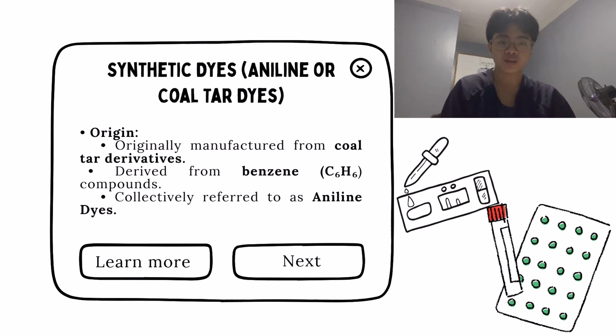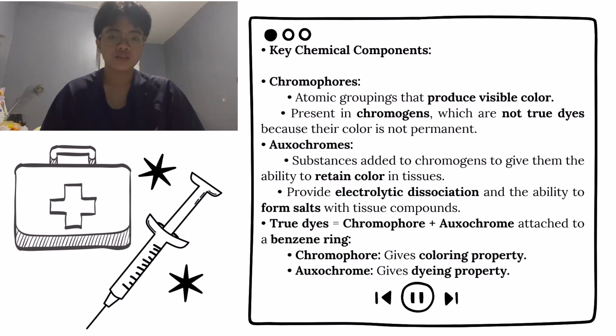Aniline or coal tar dyes. Originally made from coal tar derivatives. Chemically derived from benzene, or C6H6, compounds. These dyes are collectively called aniline dyes. Key chemical components of dyes.